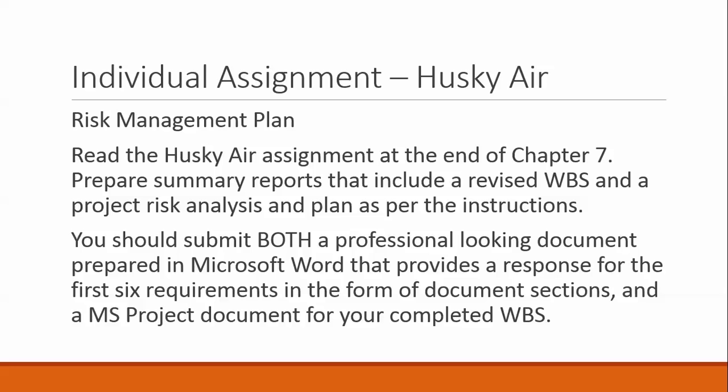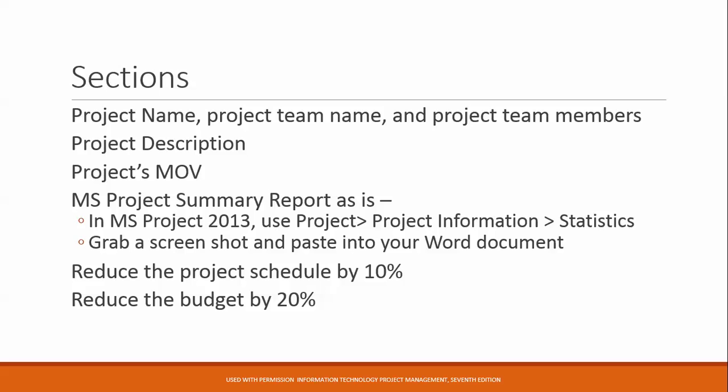So you're going to go to the end of chapter 7 and you're going to create some summary reports in the work breakdown structure. You're going to make some changes to your work breakdown structure, and you're going to create a project risk analysis plan as per the instructions. You're going to be submitting 2 documents. One is a Word document, one is a Microsoft Project document. Please be sure to include everything in a Word document that it asks for. So if you need to do some screenshots or some copying and pasting, put it all in one document rather than give me multiple documents.